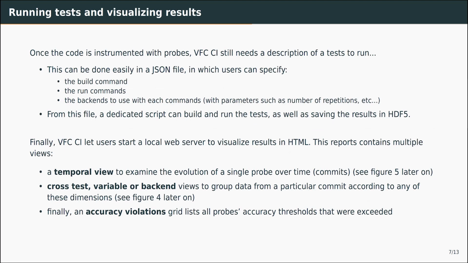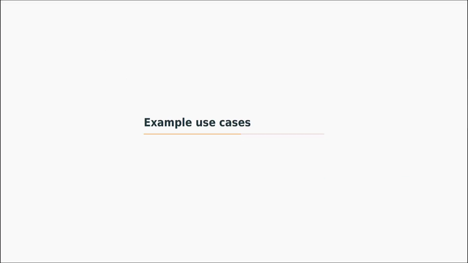But then you have another view which allows you to really inspect a particular run or commit by grouping all your probes either by test name, variable name, etc. And the idea was to be as generic as possible, as domain agnostic as possible, and to let the user really define their own nomenclature to then get some interesting grouping in their test reports. So yeah, that's pretty much it for the tool itself.